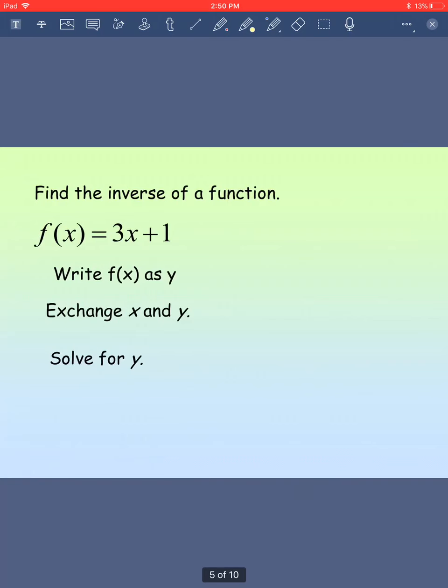Now, to write the inverse of a function, you're going to follow these steps every single time. First, you're going to write f of x as y. Then you're going to switch your x and y's, solve for y, and then write it in inverse notation. Here I have f of x equals 3x plus 1. My first step is to rewrite f of x as y. Now I'm going to switch x and y, so I rewrite this as x equals 3y plus 1.